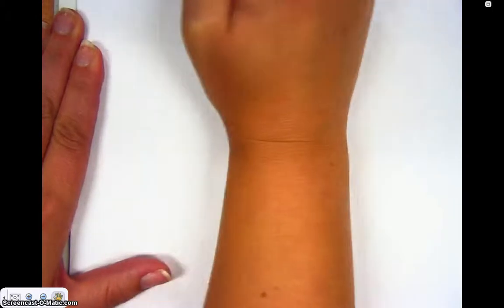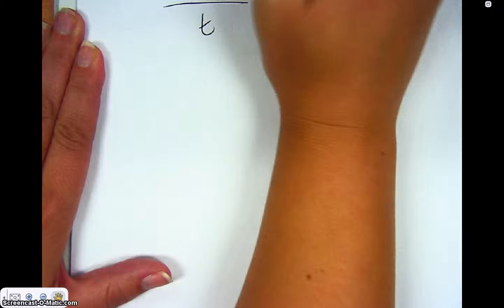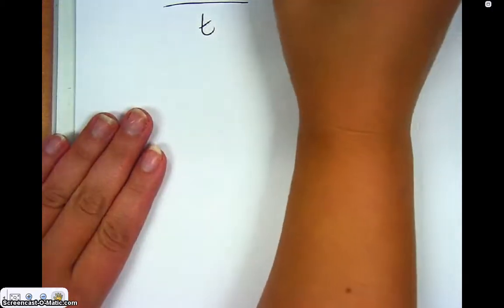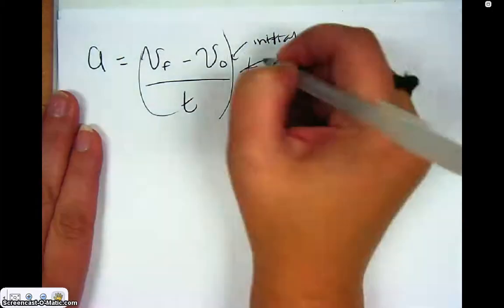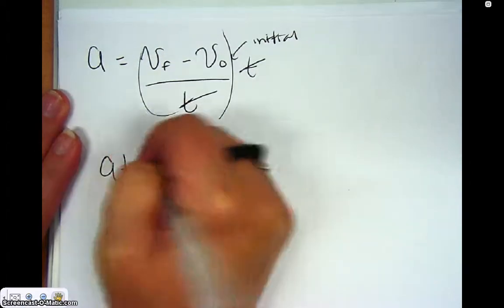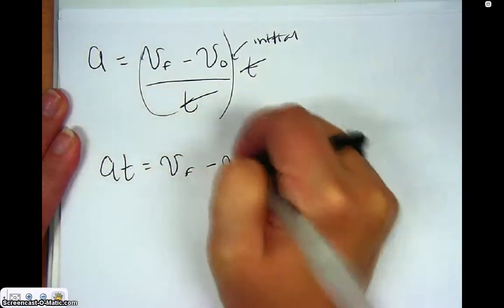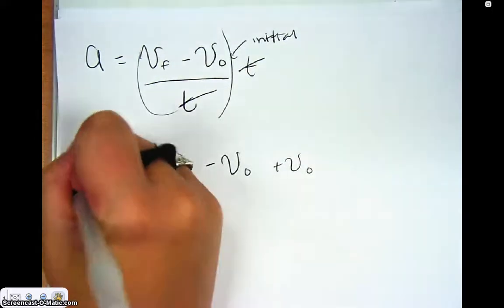Let me put it on a different sheet of paper. So we have this, a equals v final minus v initial, all over t. We're just going to solve for v final. In order to do that, we'll multiply by t on both sides. We end up with a t equals v final minus v initial. And then we add v initial to both sides.